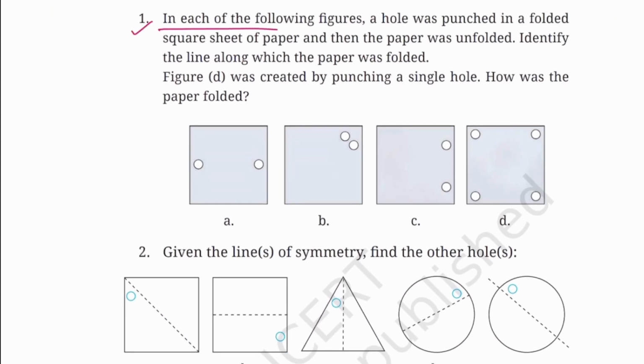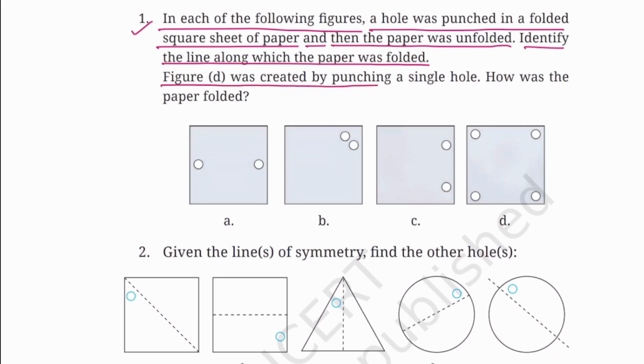1. In each of the following figures, a hole is punched in a folded square sheet of paper and then the paper was unfolded. Identify the line along which the paper was folded. Figure D was created by punching a single hole. How was the paper folded? In figure A, this will be the line of symmetry. In figure B, this will be the line of symmetry. In figure C, this will be the line of symmetry.